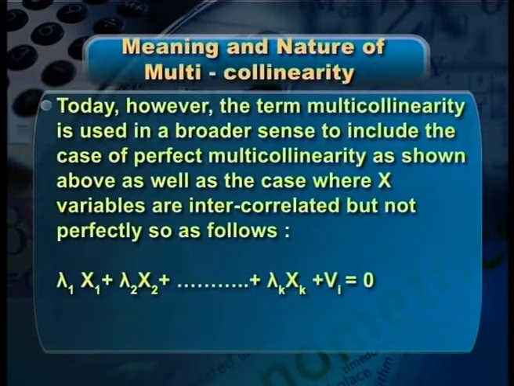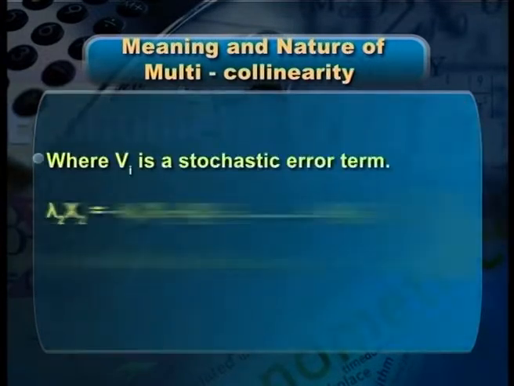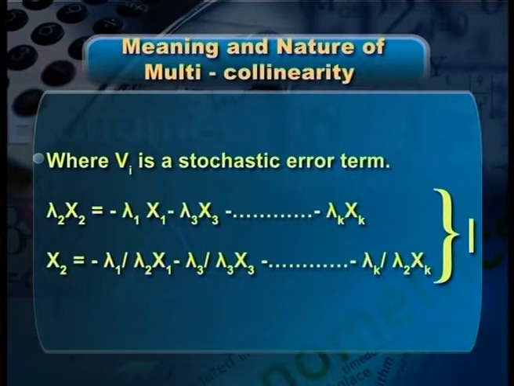Today the term multicollinearity is used in a broader sense to include the case of perfect multicollinearity as explained earlier, as well as the case where x variables are intercorrelated but not perfectly, as follows: lambda 1 x1 plus lambda 2 x2 and so on plus lambda k xk plus vi is equal to 0, where vi is a stochastic error term. Lambda 2 x2, by doing some mathematical manipulation, is equal to minus lambda 1 x1 minus lambda 3 x3 minus and so on minus lambda k xk.